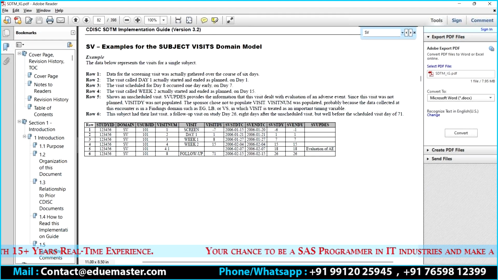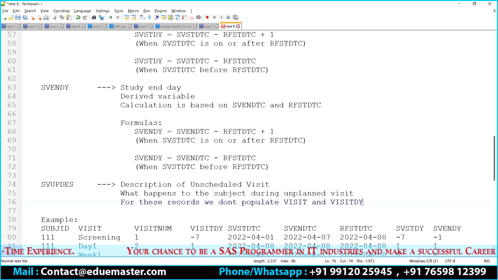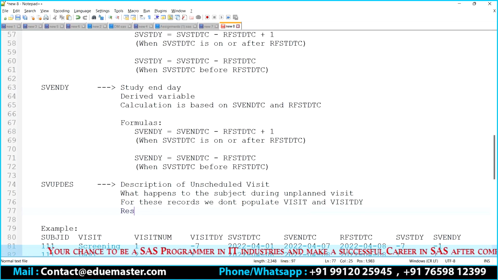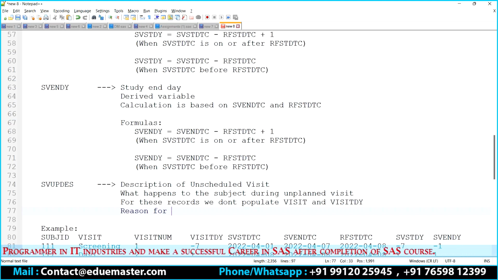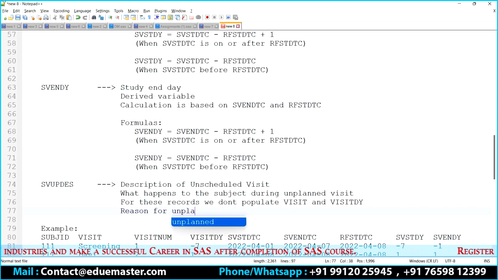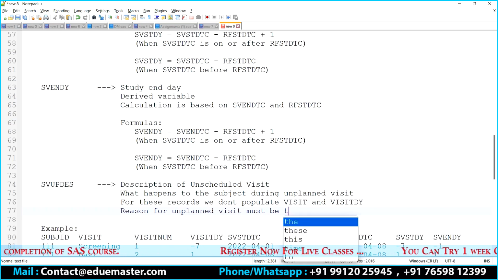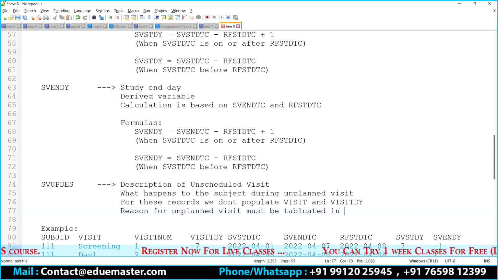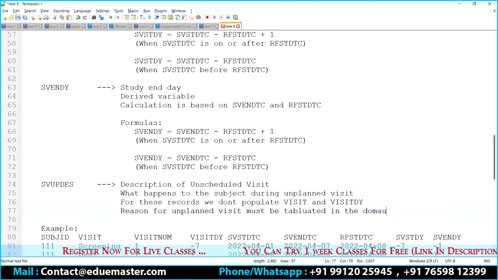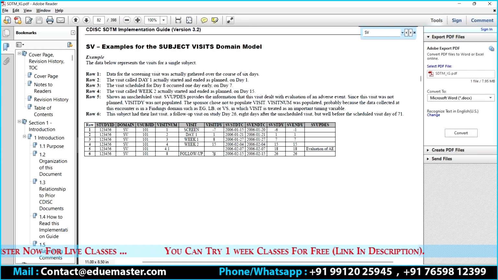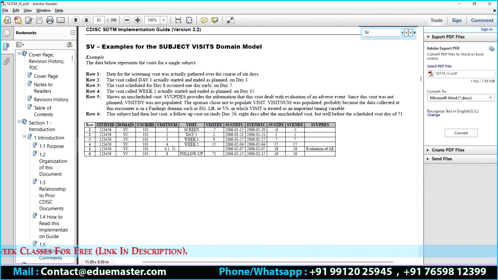The most important thing. Next, for this particular one, reason for unplanned visit must be entered or must be tabulated in the domain. It must be. So for this particular one, if you see the example that is given here, this is evaluation of your adverse events. This is going to be the example for this particular one. So that is most important.